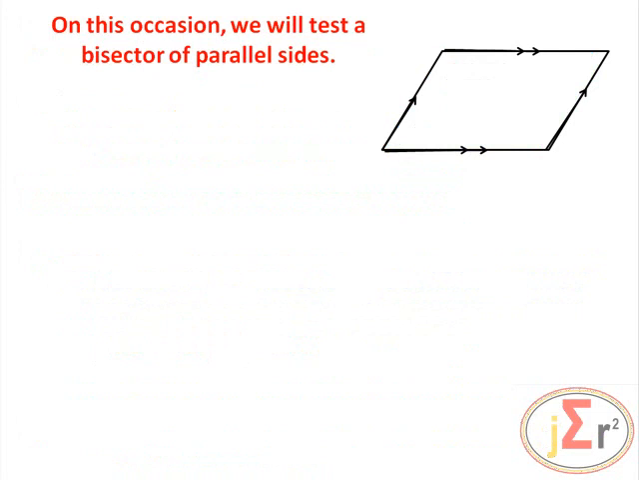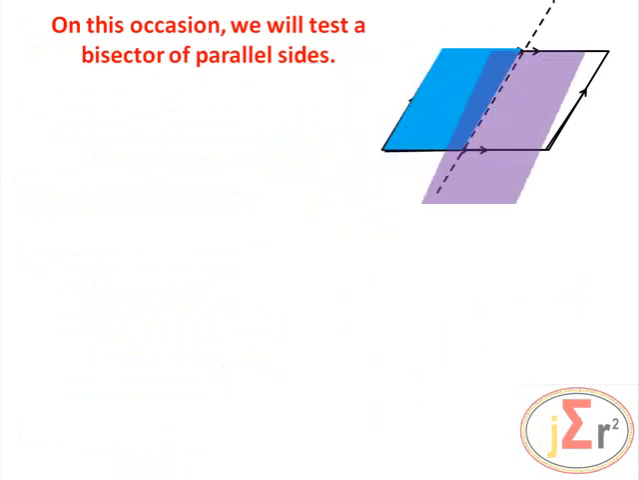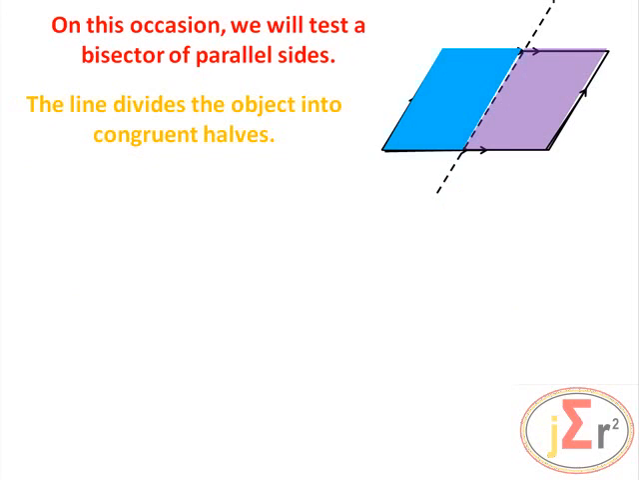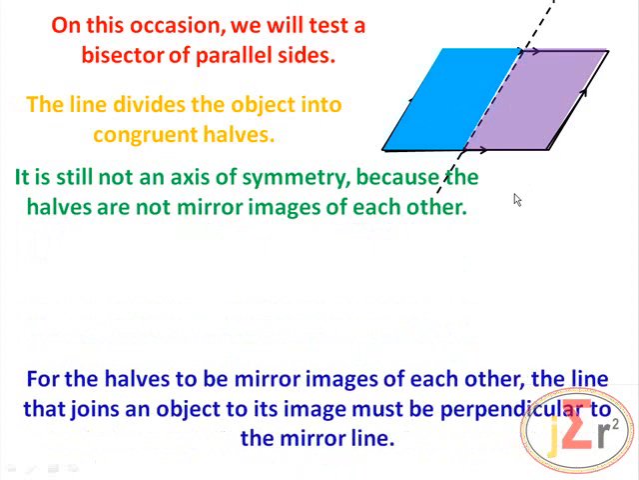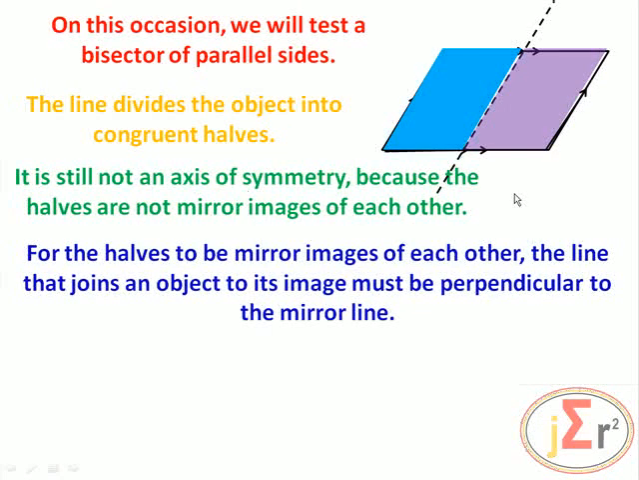On this occasion, we will test a bisector of the parallel sides. There we have a bisector of the parallel sides. The line divides the object into congruent halves. Of course, we can see that these are congruent. It is still not an axis of symmetry because the halves are not mirror images of each other. How do we know that they are not mirror images of each other?